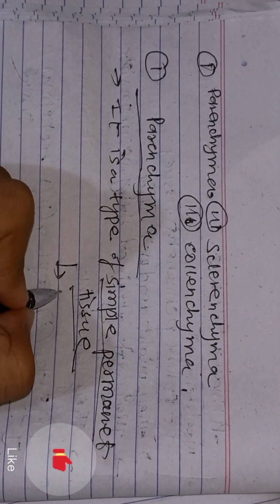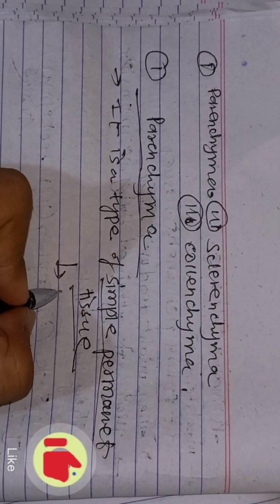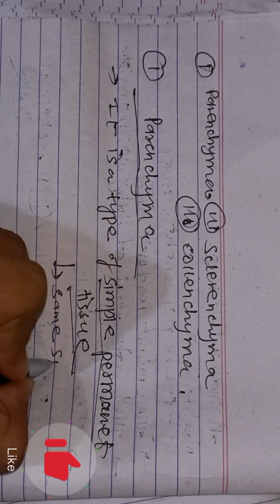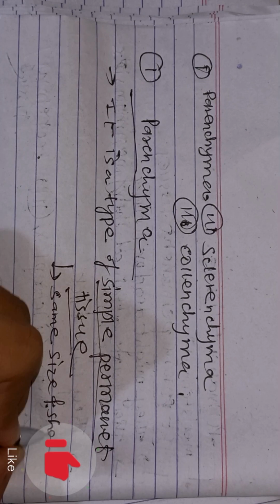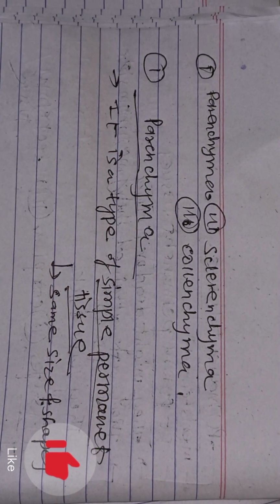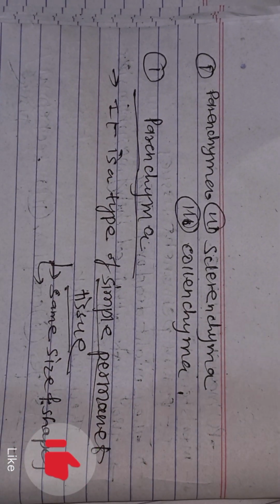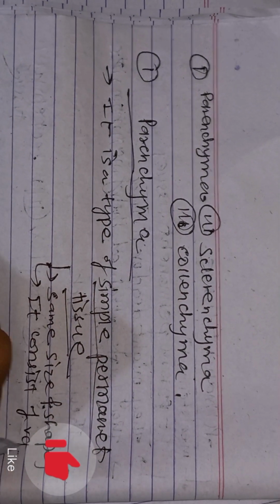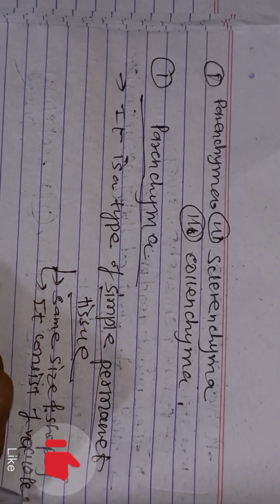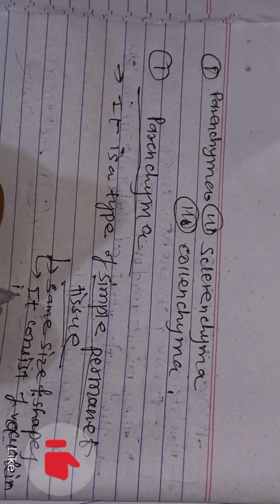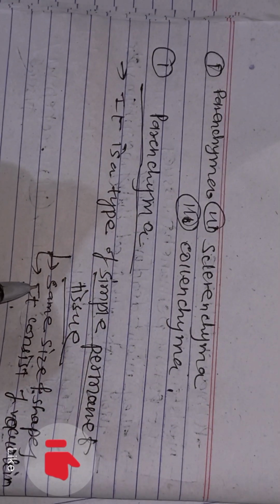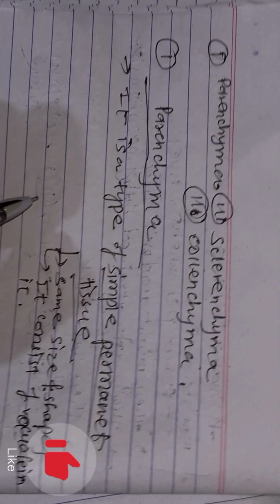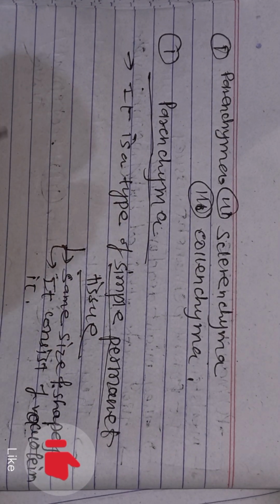Before discussing the characteristics of parenchyma, let's discuss simple permanent tissue. This simple permanent tissue consists of a group of cells that are of the same size and shape, and it consists of vacuole. Same size and shape, so the cells of simple permanent tissue are also called homogeneous cells.